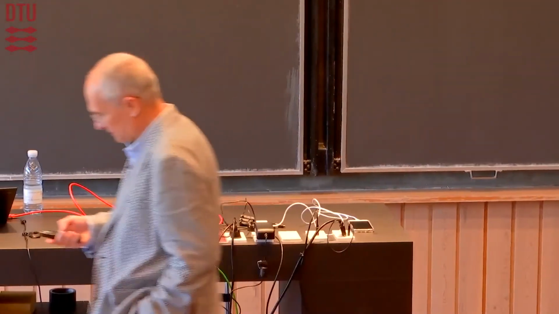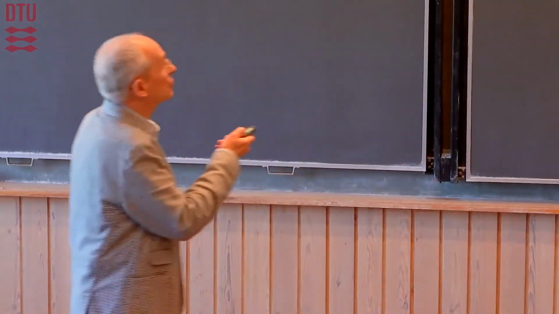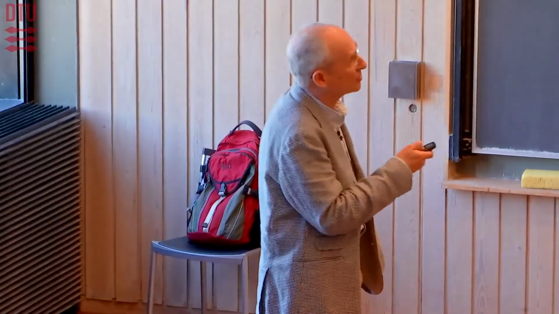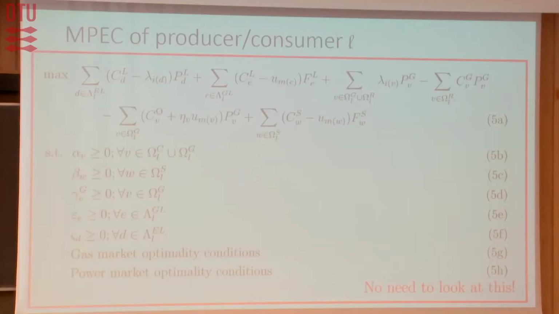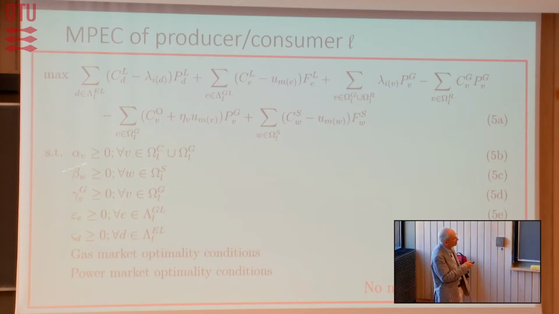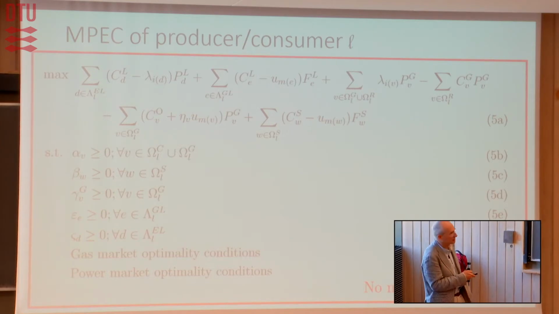So anyway, this is how it looks like. This is a generic consumer-producer. We have an objective function with all the alternatives here in case we need them. And then we have basically the description of the bidding strategy, so those values are bidding variables or offering variables. And then we have the gas market optimality conditions and power market optimality conditions.